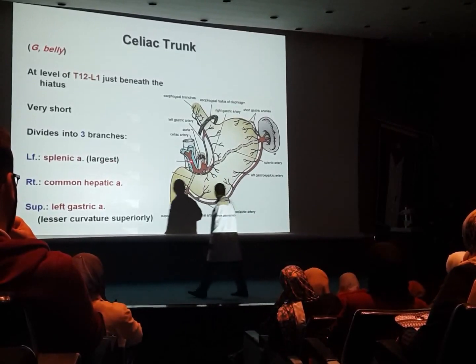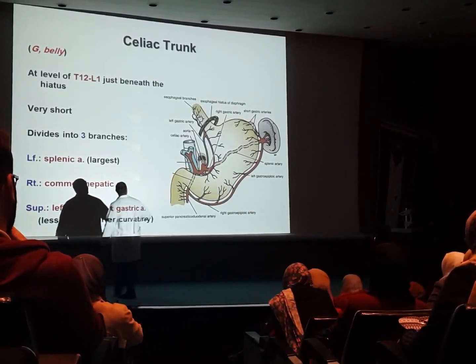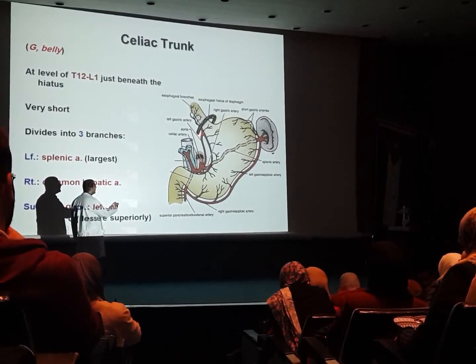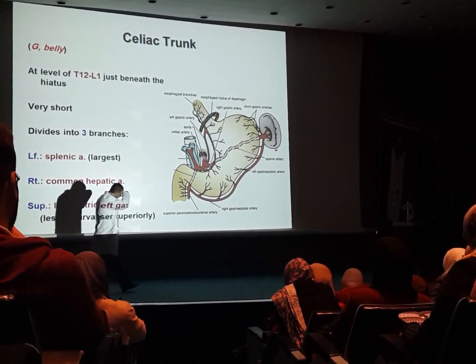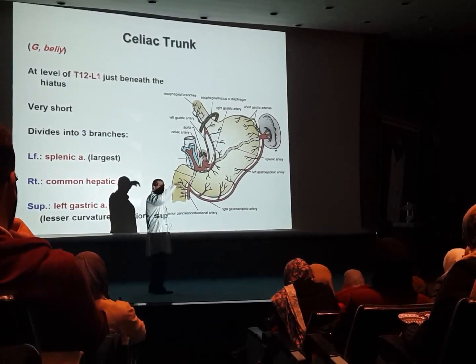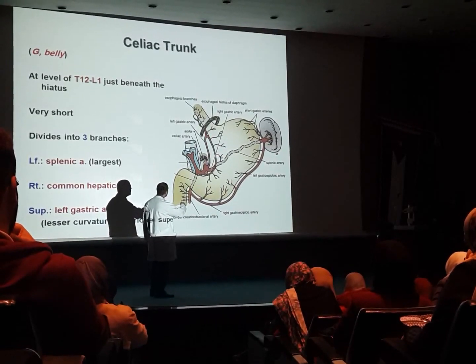Yes, it's written. So we have common hepatic, we have splenic, and we have a small artery that will go up, okay, you see here, until the gastroesophageal junction. Then it will loop. Loop means it makes a U-turn and descends down on the lesser curvature of the stomach.